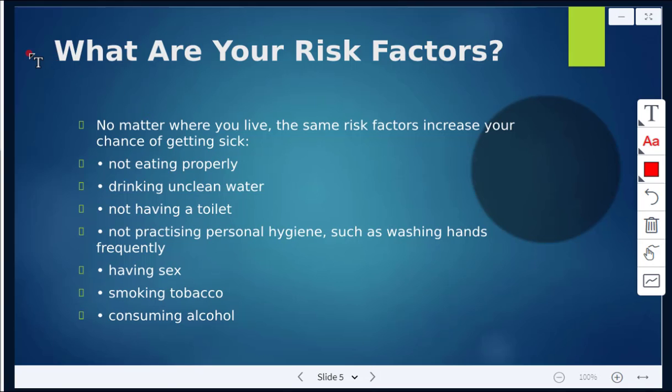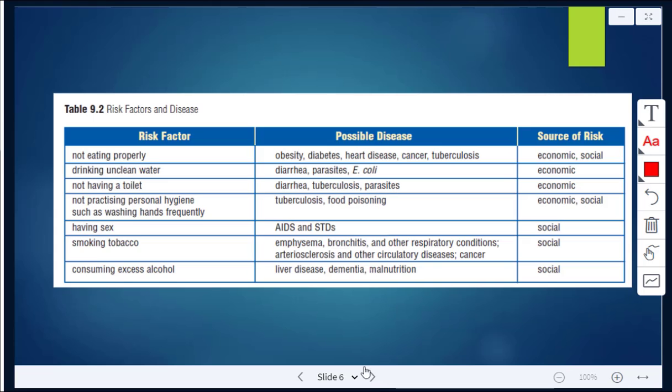So what are your risk factors? No matter where you live, the same risk factors increase your chance of getting sick. Not eating properly or getting proper nutrition, drinking unclean water, not having a toilet, not practicing personal hygiene such as washing hands frequently, having sex, which will increase chances of STDs, smoking tobacco, and consuming alcohol. All right, so those are the risk factors.